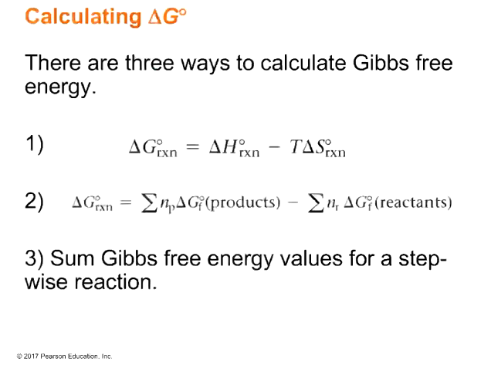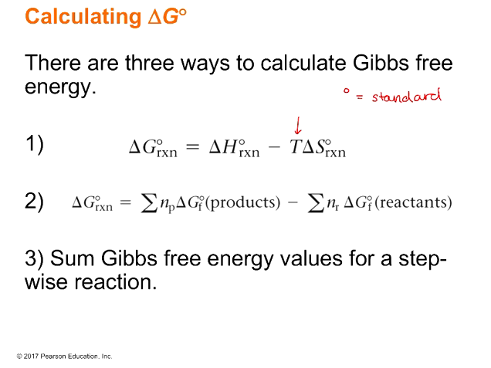And then in the final method, we're going to add together Gibbs free energy values for a stepwise reaction. And this will be pretty similar to what we've done previously with enthalpy. So in the first equation, temperature can change, so we do have a temperature factor there. But you'll also notice we're using standard enthalpy and standard entropy values. So that's what the little degree symbol means. So degree equals standard.